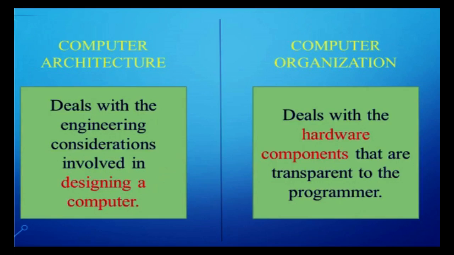The next one, what you see is two parts. One is computer organization and another one is computer architecture. Both define similar things, but computer architecture deals with how to design the computer. In other words, computer organization deals with the hardware components that are transparent to the programmer. So these are the main differences between computer architecture and computer organization.